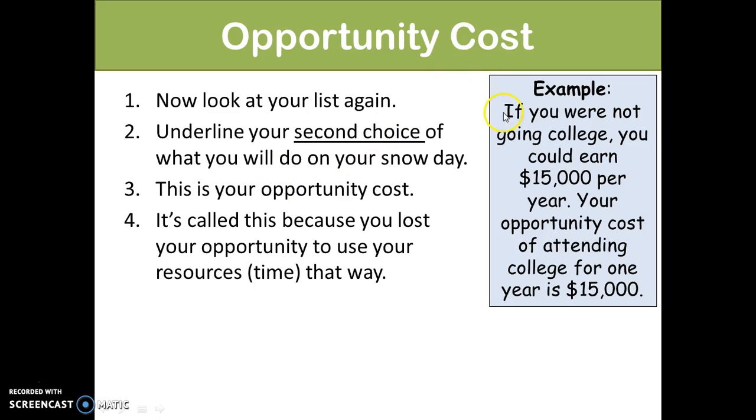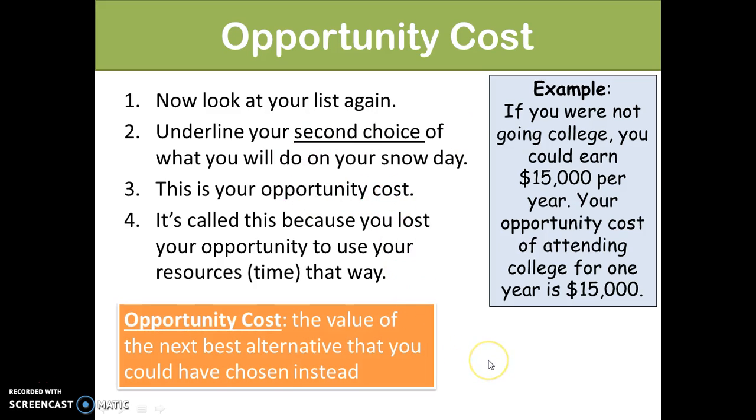So in this example, if you were not going to college, you could earn $15,000 per year. Your opportunity cost of attending college for 1 year is $15,000. So you can either work or you can go to school. If you work, you get $15,000. If you go to school, you will increase your human capital. So two benefits. But somebody chooses to go to school, that means they're not going to be making $15,000. That's what they lose. That's the cost of the opportunity that they lost. And a formal definition of opportunity cost.